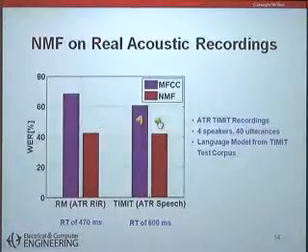I think the speech may not sound that great, but still speech recognition accuracy definitely holds up.